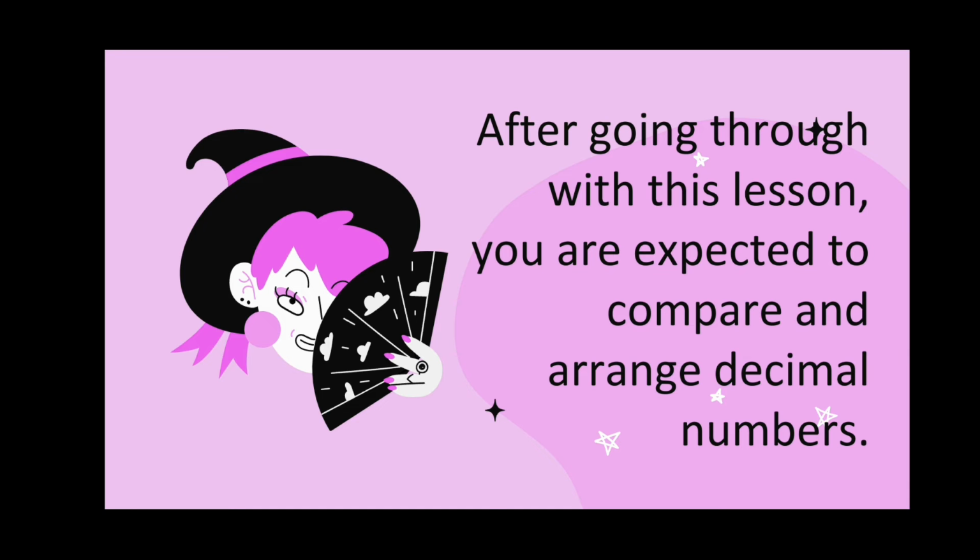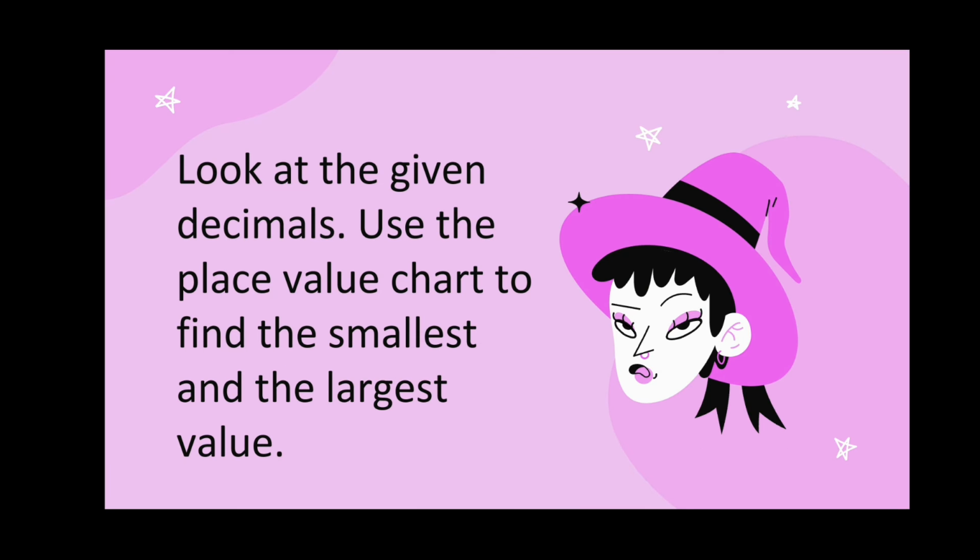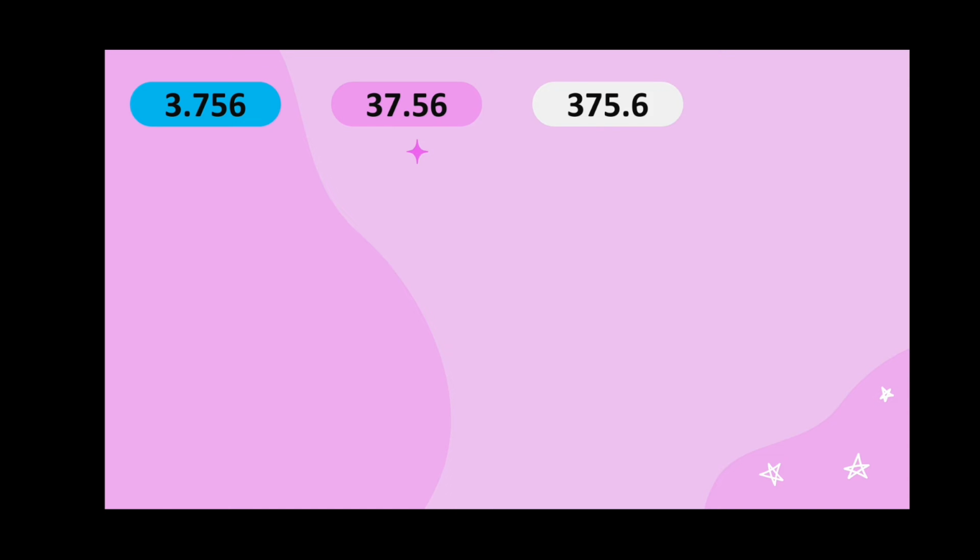After going through with this lesson, you are expected to compare and arrange decimal numbers. Look at the given decimals. Use the place value chart to find the smallest and the largest value. The decimal numbers are 3 and 756 thousandths, 37 and 56 hundredths, 375 and 6 tenths, and 3,756 ten thousandths.